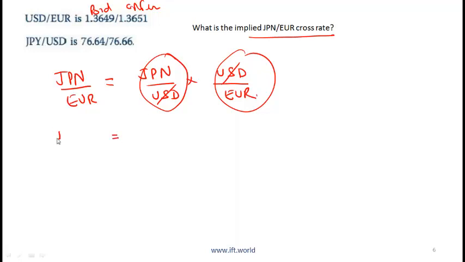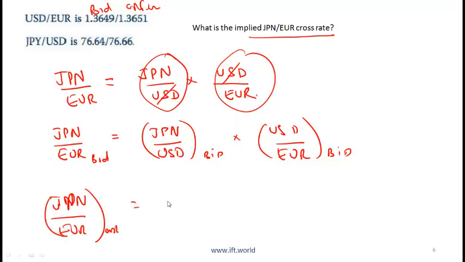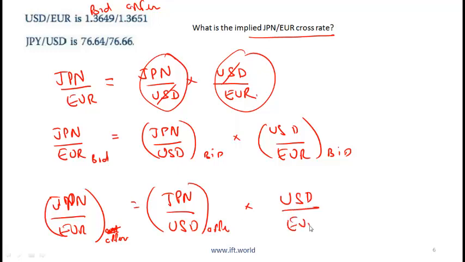The way you can remember this is that the Japanese yen to euro bid is equal to the Japanese yen to USD bid multiplied by the USD to euro bid. And the Japanese yen to euro ask is equal to the Japanese yen to USD ask, or actually the term I've been using is offer, so Japanese yen to USD offer multiplied by USD to euro offer. So this should be easy to remember. When you are calculating the bid, it's the product of the bid and the bid. When you are calculating the offer, then it's the product of the offer and offer.